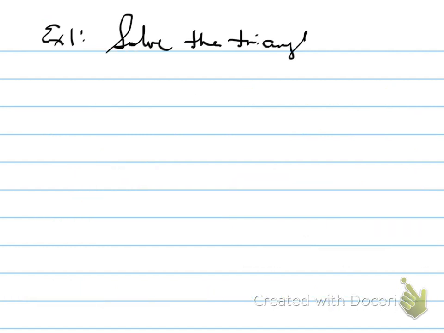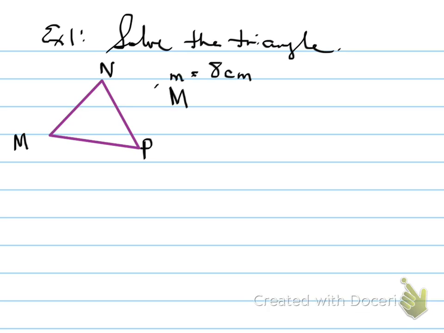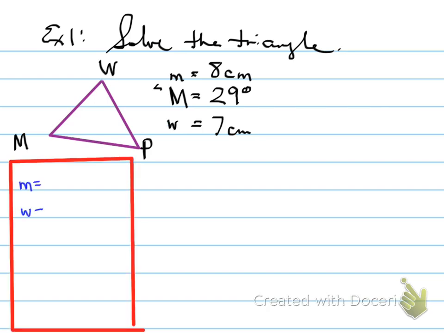Looking at an example, you're asked to solve the triangle. You're given a triangle MNP where little m is equal to 8 centimeters, angle M is equal to 29 degrees, and little n is equal to 7 centimeters. So we have M, N, P and capital M, capital N, capital P, because when we're asked to solve a triangle, it means we need to know all the angles and all the sides, even the given ones.